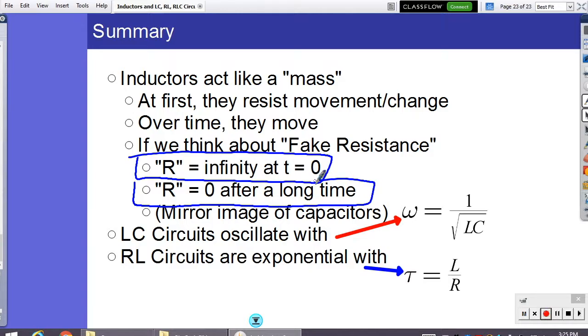And that's kind of the mirror image of capacitors. If you have an LC circuit, they oscillate with this angular frequency. And if you have an RL circuit, they show exponential rise and exponential decay with this time constant.